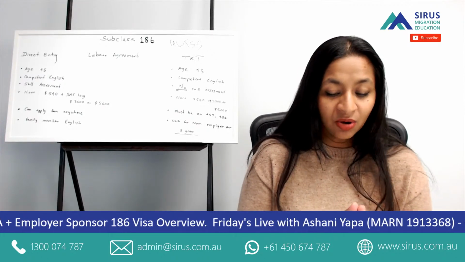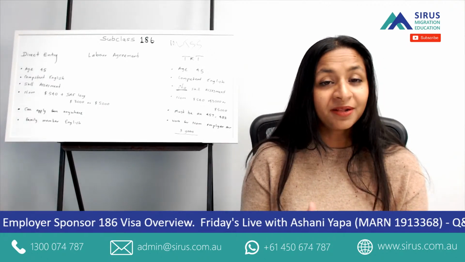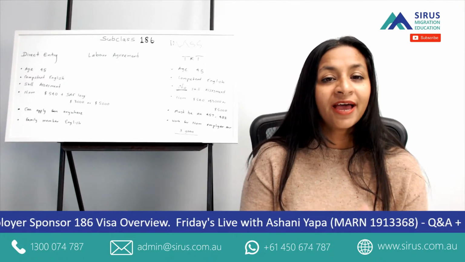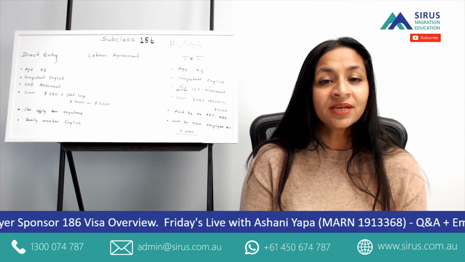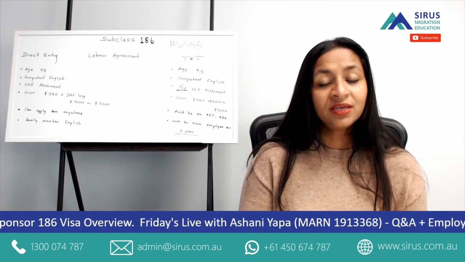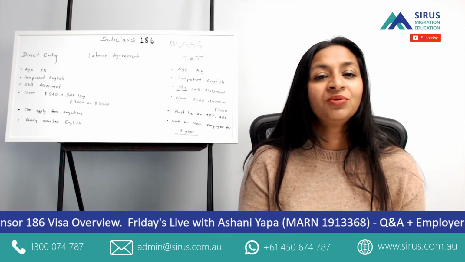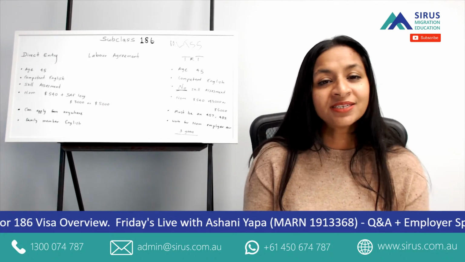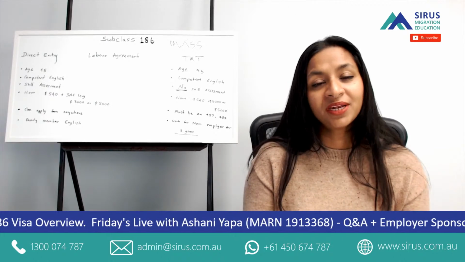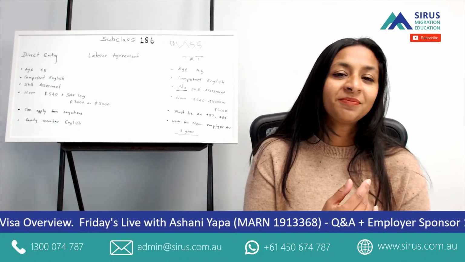Right, so I hope you understand a little bit more about subclass 186. The best thing to start is have a look at the MLTSS list, see if your occupation is on that list. If so, I think you are one step closer, and you can start looking at English and skill assessment and an employer. Or if you already have an employer, you can approach them and ask for subclass 186.